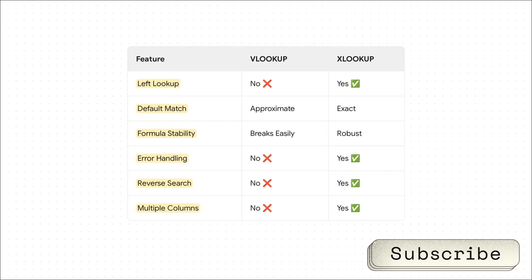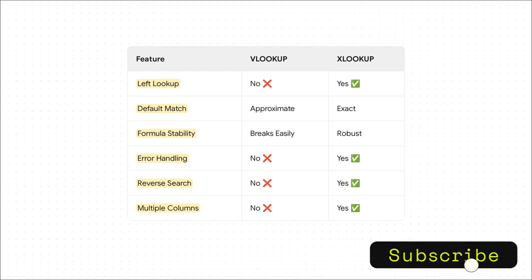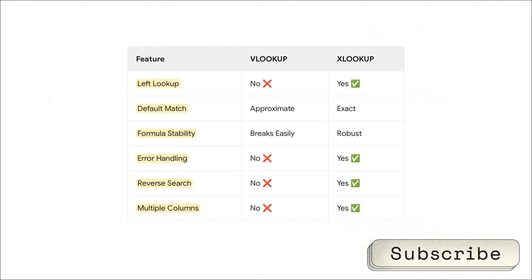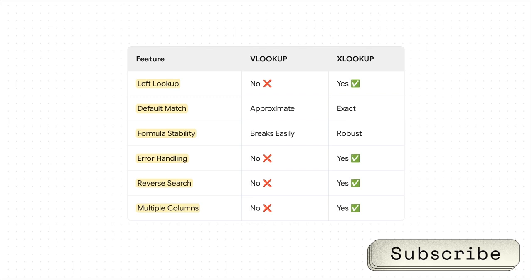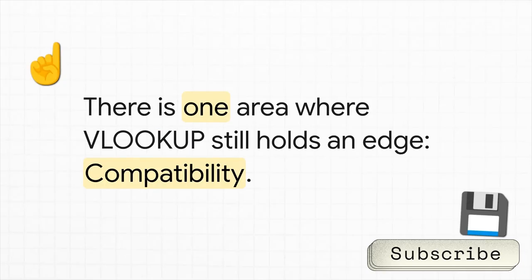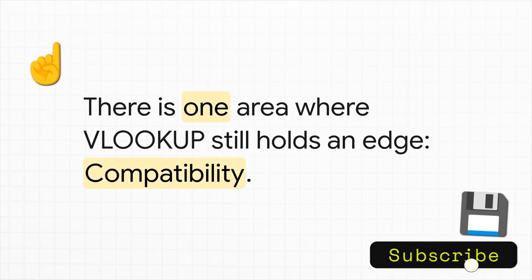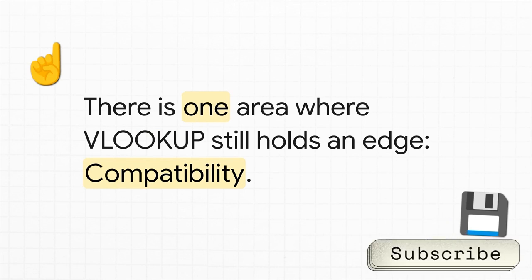Can it look to the left? Nope, not VLOOKUP. Is the default setting safe? XLOOKUP's is. Are the formulas robust? XLOOKUP's are. Built-in error handling, reverse search, returning multiple columns? It's just check, check, check for XLOOKUP. It's not even a close fight. The advantages are just overwhelming. But there is one thing. It's a knockout, right? Case closed.